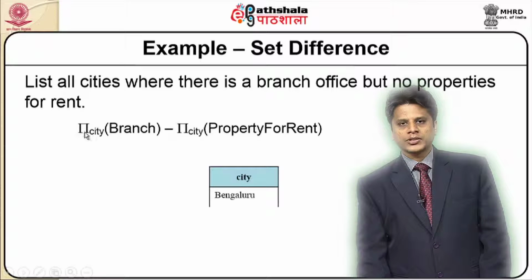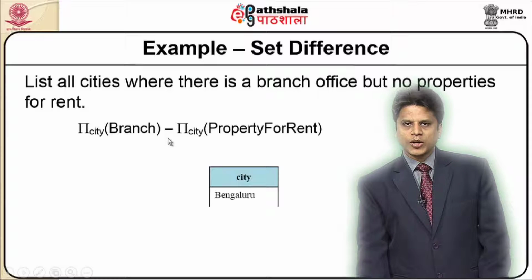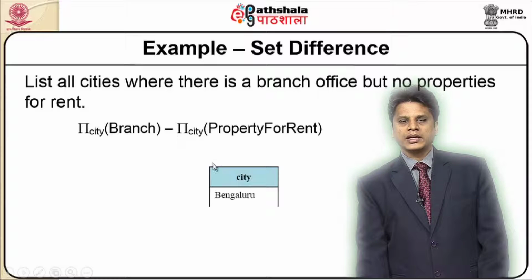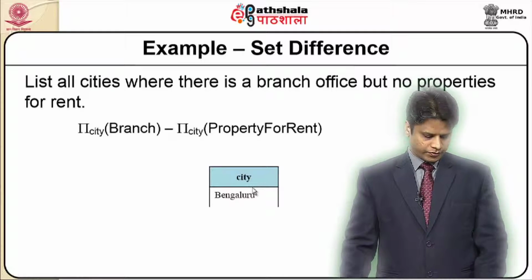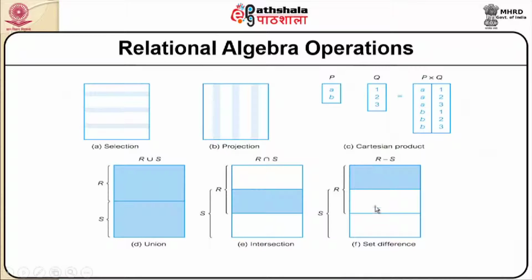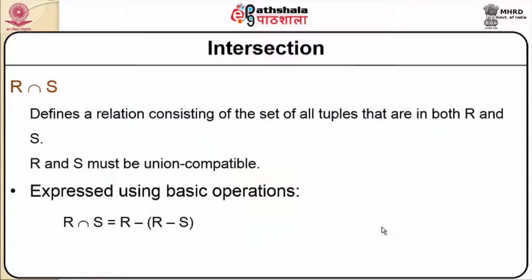So, project from the branch relation city, project from the property relation city, and apply the difference operator between these two. That will say Bengaluru is the only city that has no properties for rent but has a branch office. So the same, when applied in this set difference, gives relations only from R, and anything that is associated with S is to be neglected, and they are union compatible.